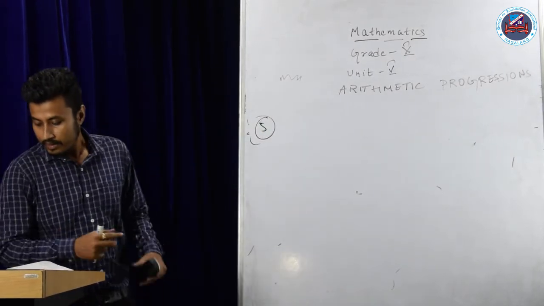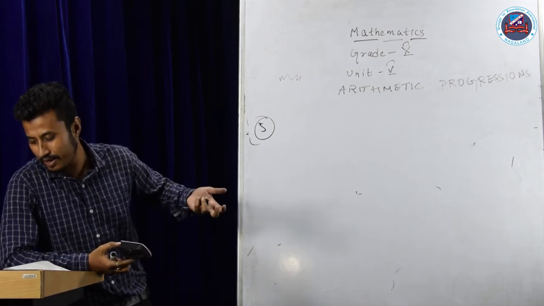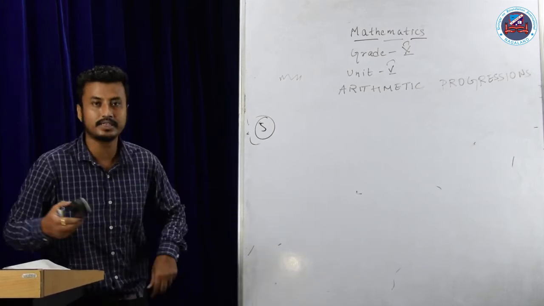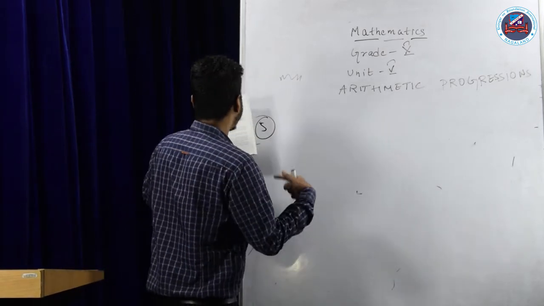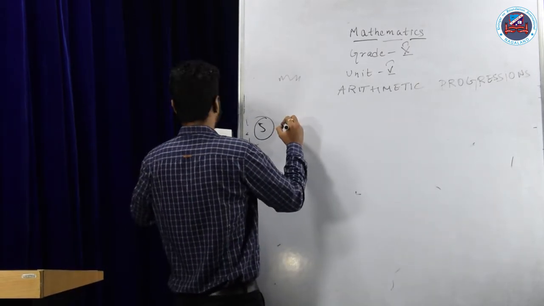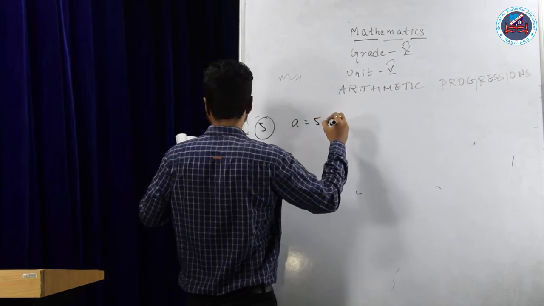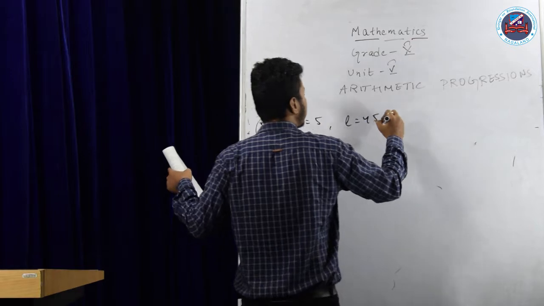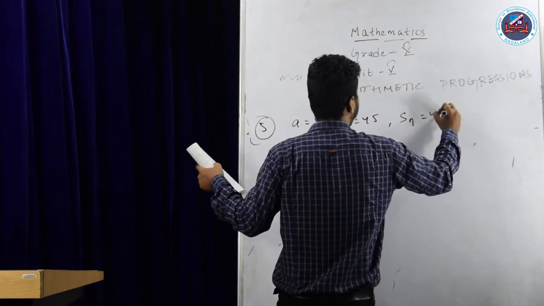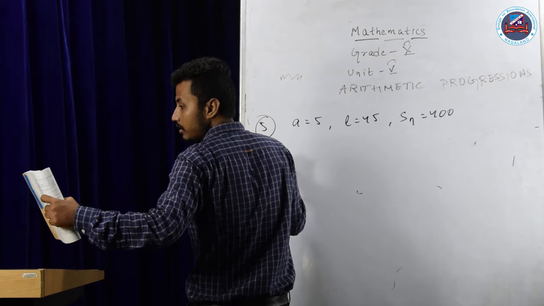Question number 5. The first term of an AP is 5. The last term is 45. Sum is 400. Find the number of terms and the common difference. Guys, this is the same type of question in which you have to find out n. So I'm doing this type of question so that the idea is clear. The first term is given 5, last term is given 45, sum is given 400. You have to find out the number of terms and the common difference.